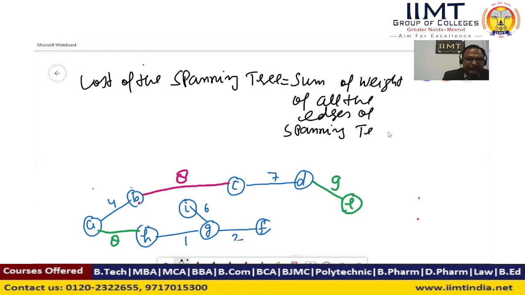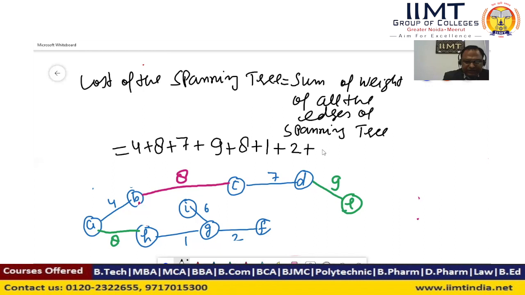That is the formula. If we apply this formula here, the weight of this edge is 4, plus the weight of this edge is 8, plus this CD edge is 7, plus DE 9, plus this AH, that is 8, plus this HI, that is 1, plus GF 2, plus IG equal to 6, and the sum of this is the total cost, 45. That is the cost of this spanning tree.